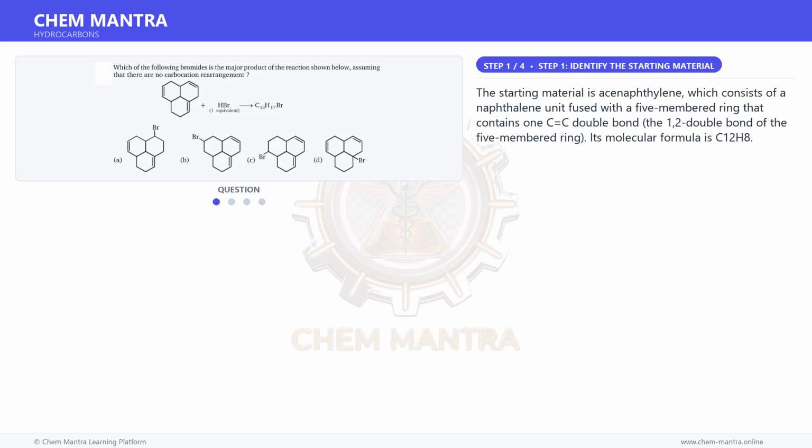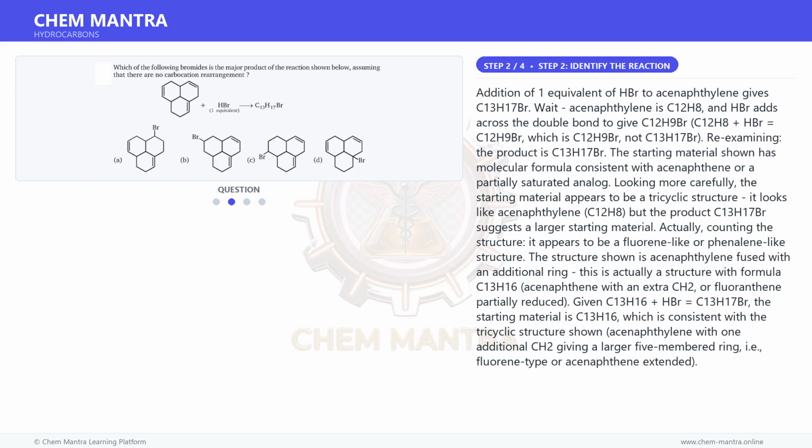The starting material is acenaphthylene, which consists of a naphthalene unit fused with a 5-membered ring that contains a C=C double bond, the 1,2 double bond of the 5-membered ring. Its molecular formula is C12H8. Moving on to the next step.